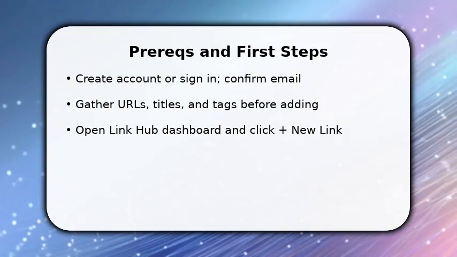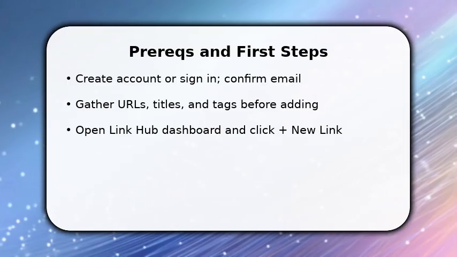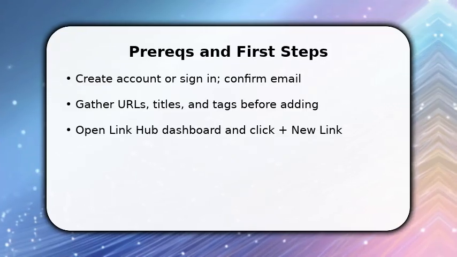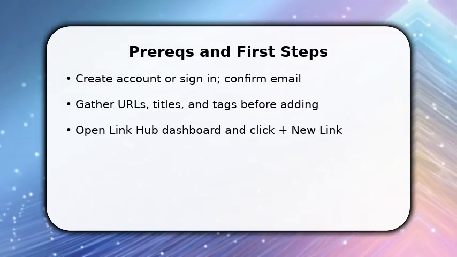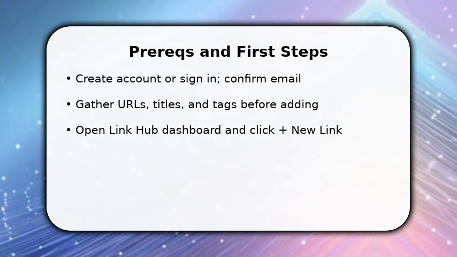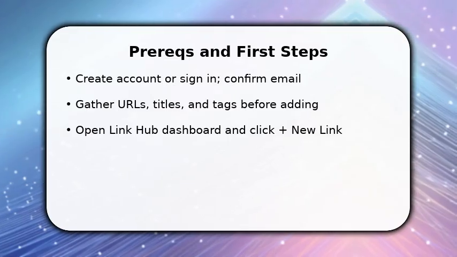You start by confirming the essentials: an active account and a verified email so changes save correctly. Once signed in, gather the URLs, short titles, and tags you'll use. Preparation speeds the flow. Then open the Link Hub dashboard and click the plus New Link button to begin.